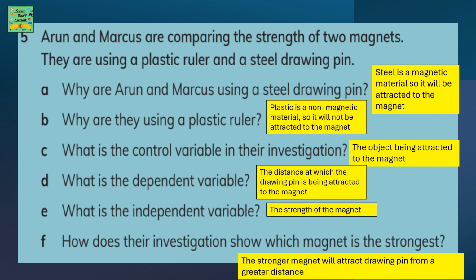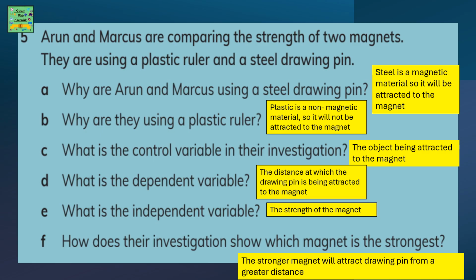Arun and Marcus are comparing the strength of two magnets. They are using a plastic ruler and a steel drawing pin. Why are Arun and Marcus using a steel drawing pin? This is because steel is a magnetic material and it will be attracted to the magnet. Why are they using a plastic ruler? Because it's a non-magnetic material and we want only the steel drawing pin to be attracted to the magnet.